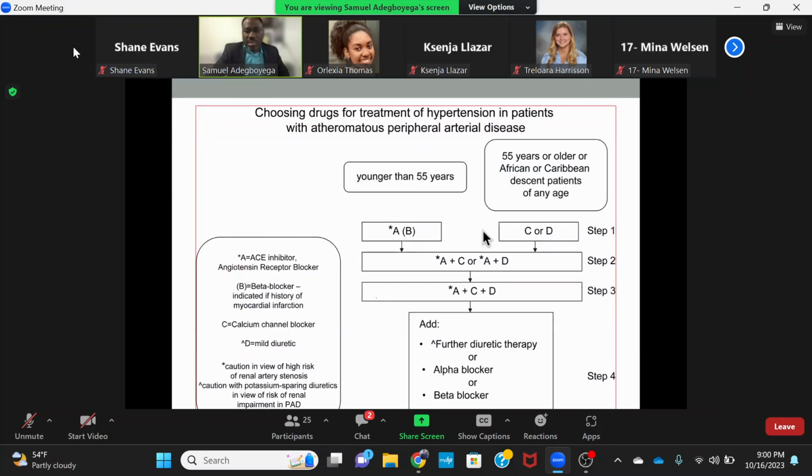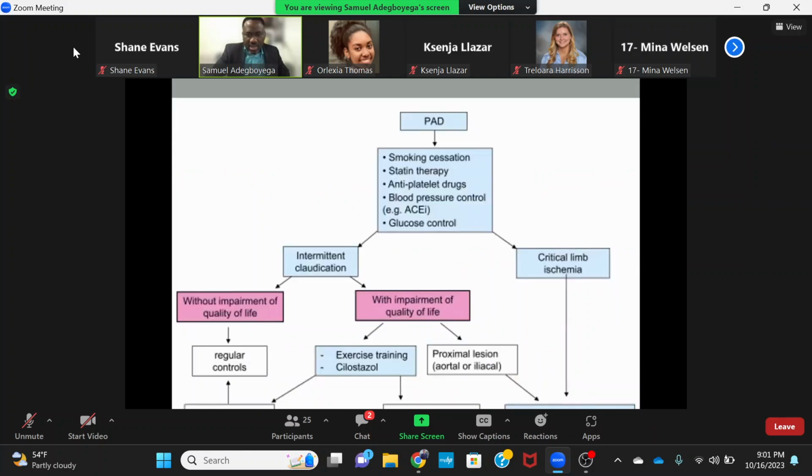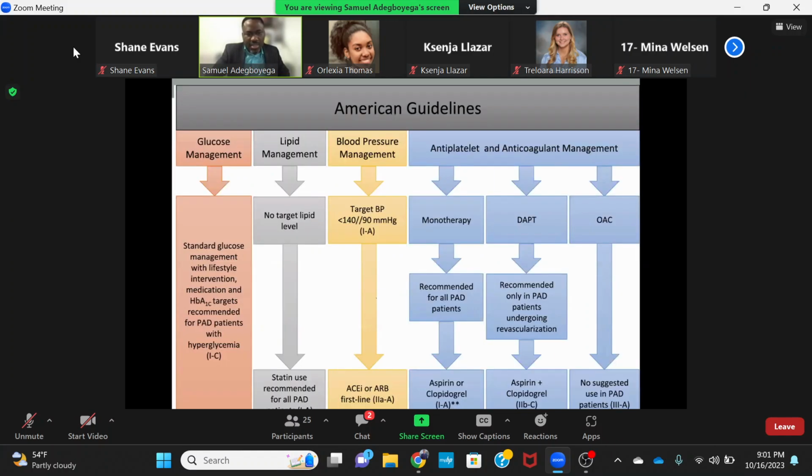One thing I want to bring out here is that if you have a patient that has PAD and they have hypertension, the first line treatment for these people is an ACE inhibitor. And the specific ACE inhibitor is, what's the name? I put it here somewhere. It's not here.